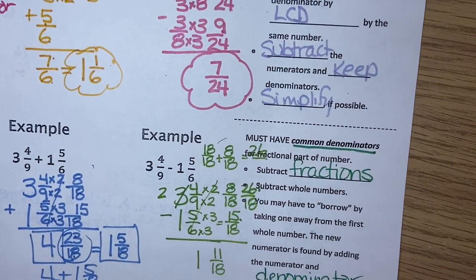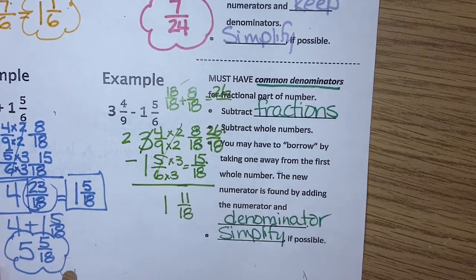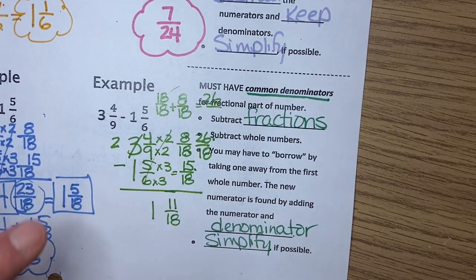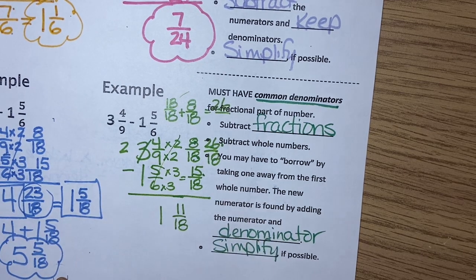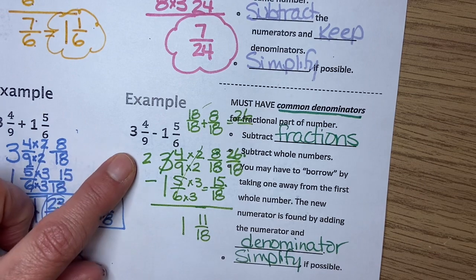All right, and then subtracting, you would do the same thing unless you have to regroup. You just subtract instead of add. But on this one, I have pretty much the same steps, but sometimes you have to borrow, which is going to be the case here.